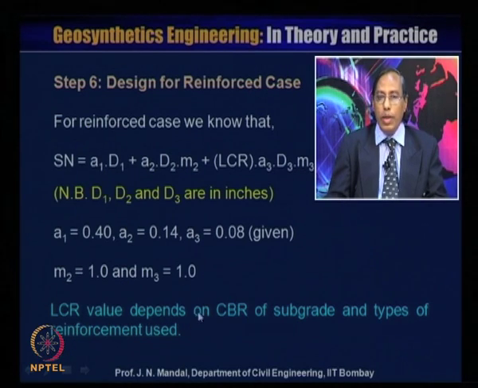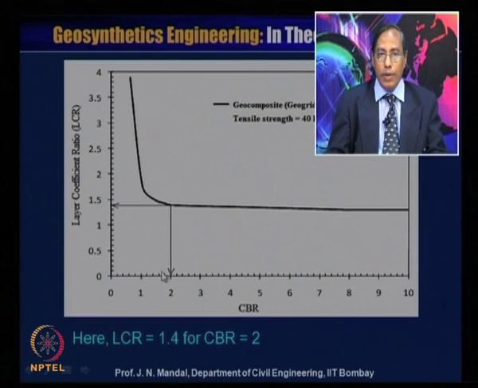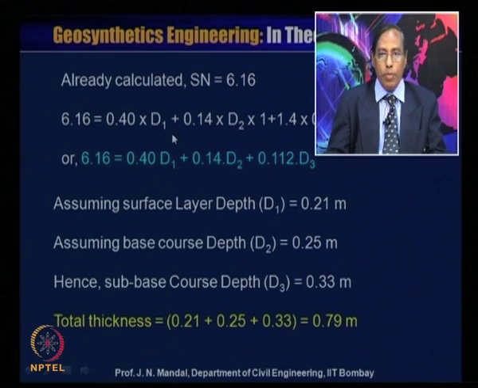So, LCR value depends on the California bearing ratio of subgrade and the type of the reinforcement used. So, we can obtain the layer coefficient ratio from this figure. This figure shows that we have used the geocomposite, that is geogrid and nonwoven geotextile, whose tensile strength is 40 kilonewton per meter. So, for the defined value of CBR, you can obtain the LCR. Here CBR value is 2, so correspondingly the LCR value will be near about 1 to 1.5, it may be 1.4. So, LCR value we are considering 1.4.